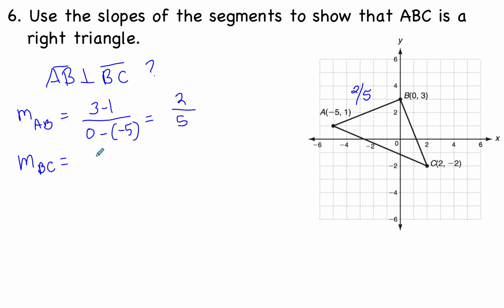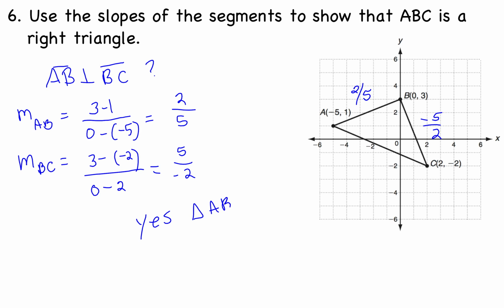So the slope of BC, we'll write that one, is 3 minus negative 2 divided by 0 minus 2. Well, 3 minus negative 2 is 3 plus 2, which is 5, and 0 minus 2 is negative 2. So now if you look at these two slopes, this slope is negative 5 over 2. They are opposite signs and they are reciprocals. So therefore, yes, it is a right triangle. Triangle ABC is a right triangle. And there you have it. We'll see you in class.